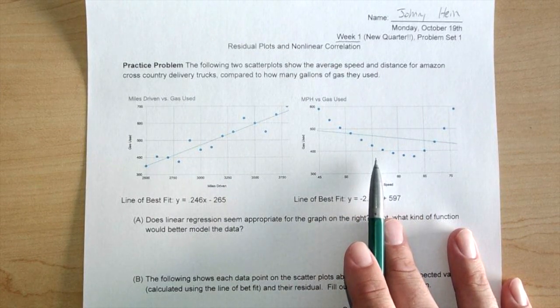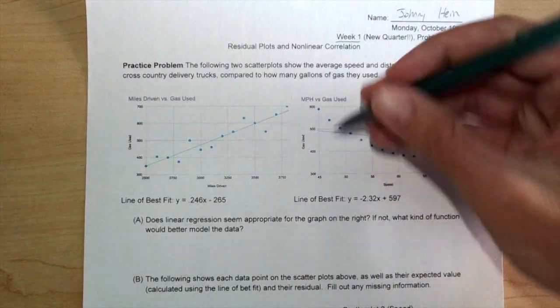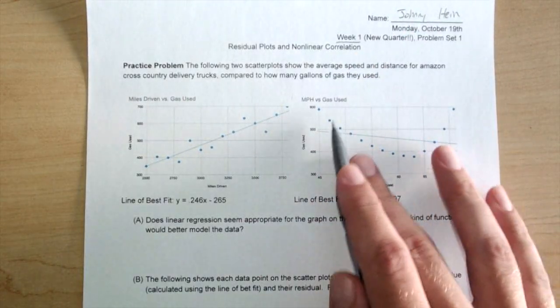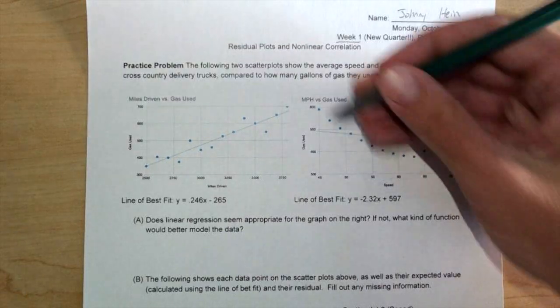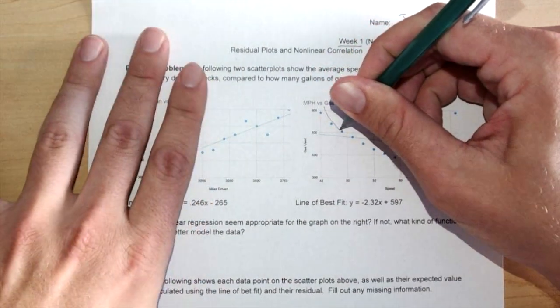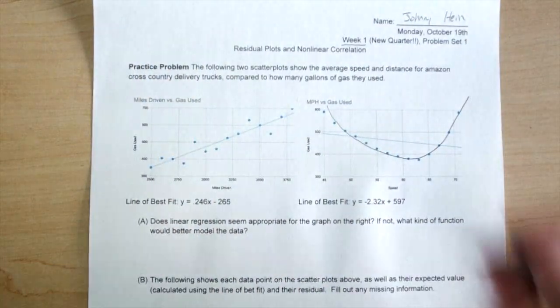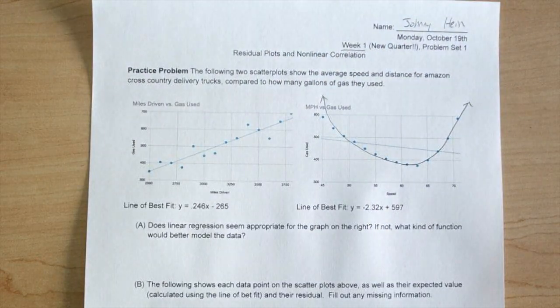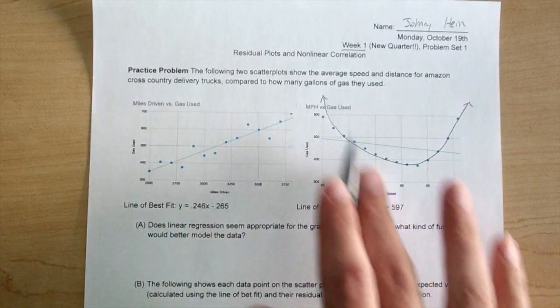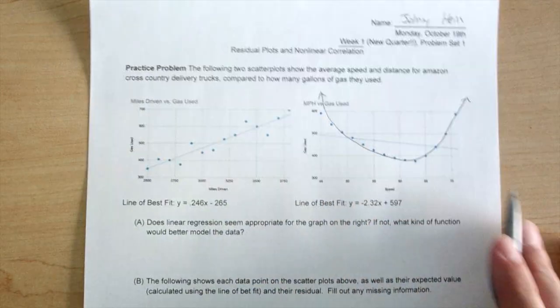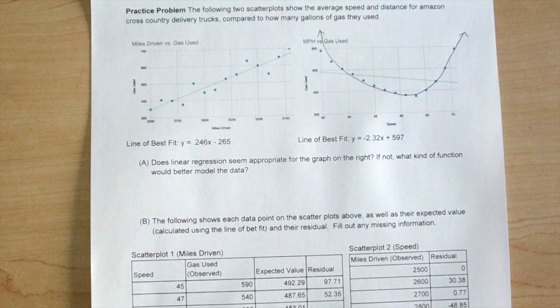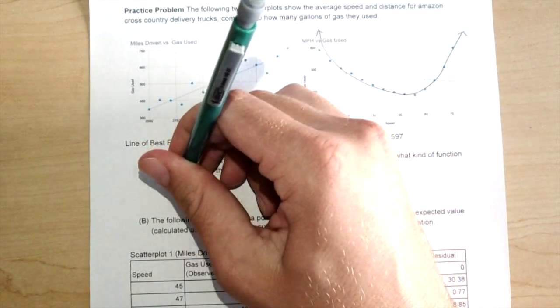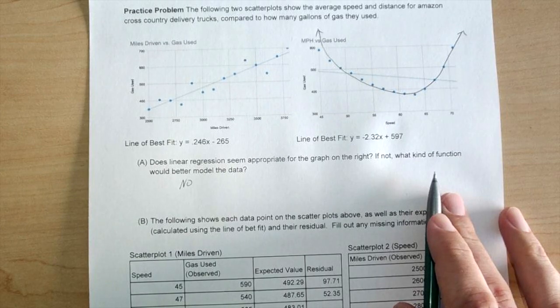And we think something quadratic would be better. I made the points kind of perfect so you could see it, but you can see kind of an up and down thing going too. I think something like that, from last unit, I mean, last year or whenever you took algebra, would represent my data much better. Every point is really close to this line. Okay, so let's answer A. It says, does linear regression seem appropriate for the graph on the right? We would say no, and a quadratic model would be better.